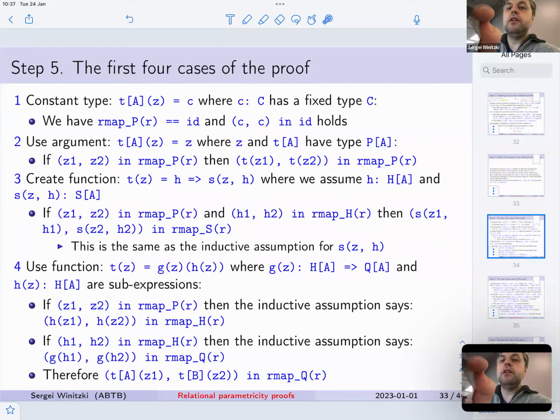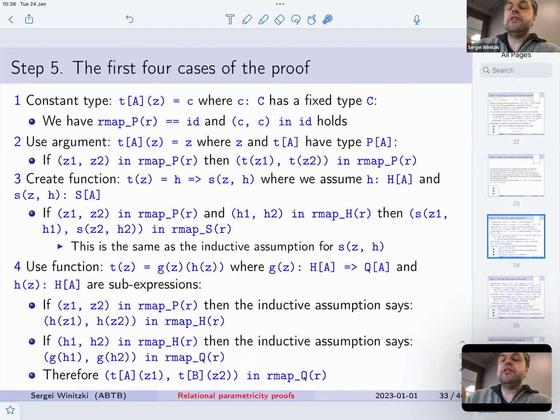So the first case is a constant type. When it's a constant value of some fixed type, then the lifting to that is an identity relation. And z is irrelevant because it's a constant function, it does not depend on z. And so it's just an identity relation. And that's obviously c, and c is in the identity relation. It's the same value, as t of b and t of a are going to be just a constant. And so then this holds.